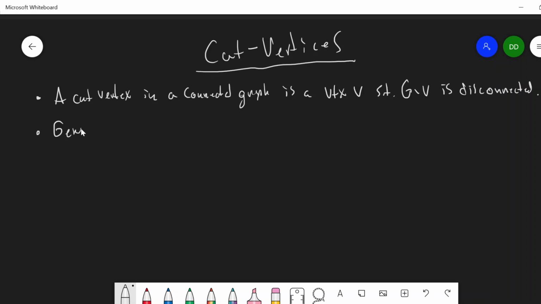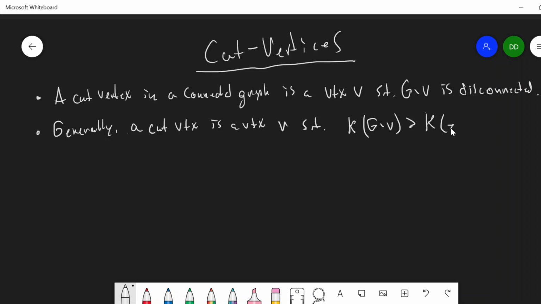But generally, we can talk about a cut vertex in a disconnected graph. So generally, a cut vertex is a vertex V such that when I remove it, I end up with more components than what I started with. Such that the number of components in G minus V is strictly greater than the number of components in just G. So I remove the vertex and I end up with more components.